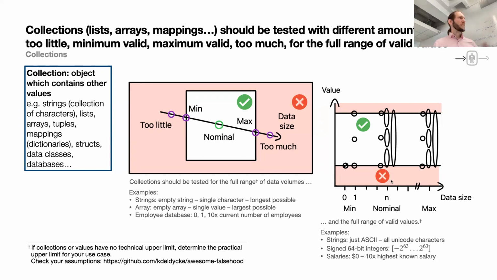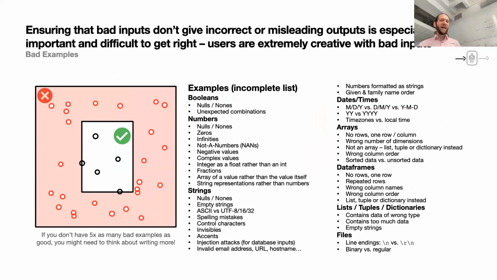Yeah, so that's collections. So we've got just normal values, and then we've got collections. What about our weird cases? What about the bad data? And I mentioned at the start that there are many more bad cases than good cases. It's sometimes really tricky to work out what these are, but having a list like this might help you.